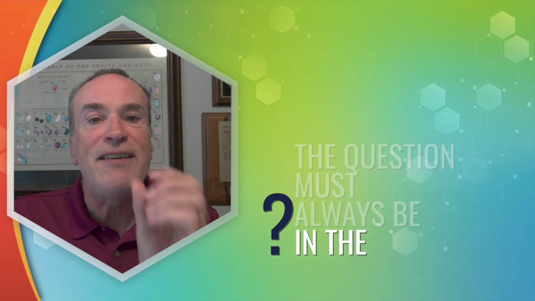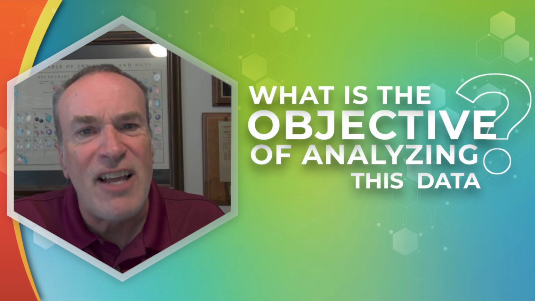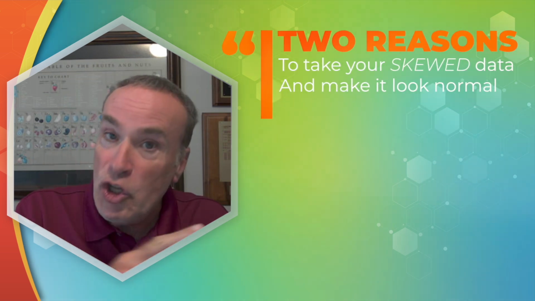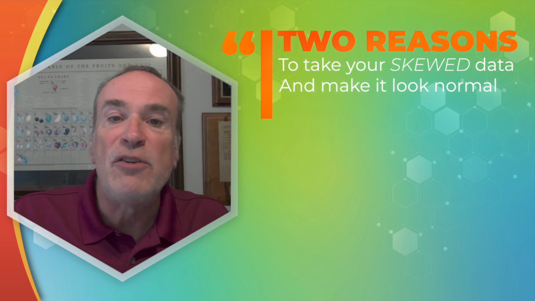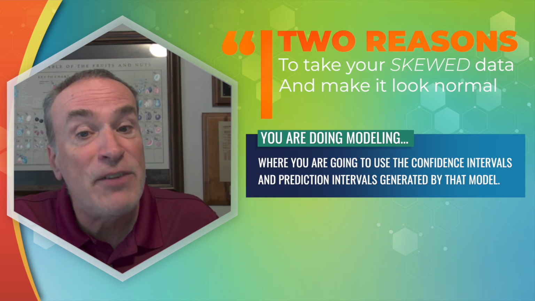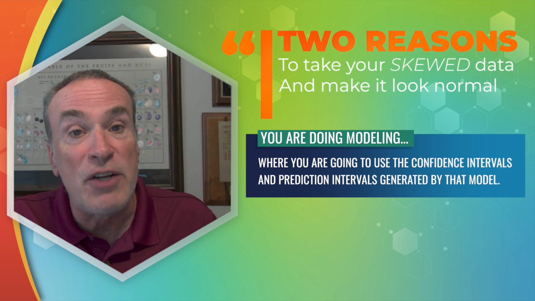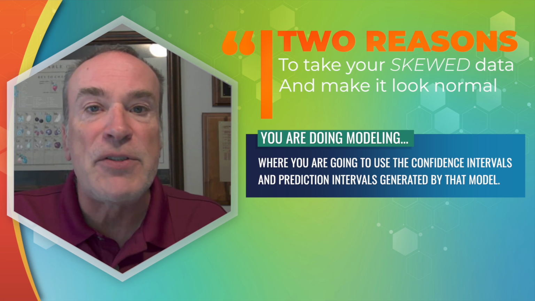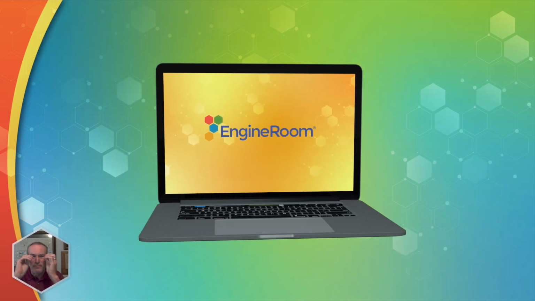Deep breath. Let's fly up to 40,000 feet. The question must always be at the forefront of your mind. What is the objective of analyzing this data? Now, there are two reasons to take your skewed data and make it look normal. You are doing modeling where you are going to use confidence intervals and prediction intervals generated by that model. This is really quite important. These intervals assume the data is normally distributed. Let's go look at an example.